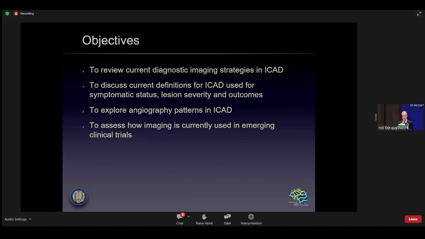Speak a little bit about how we define intracranial atherosclerotic disease, or ICAD, to look at the imaging features, how we look at the flow patterns, hypoperfusion and collateral flow, and then to think about how we're using imaging in our clinical trials.